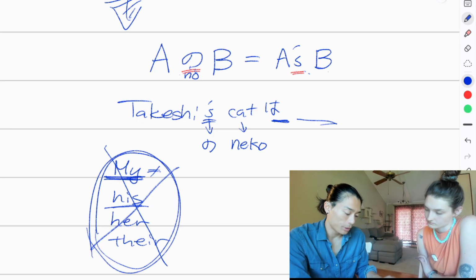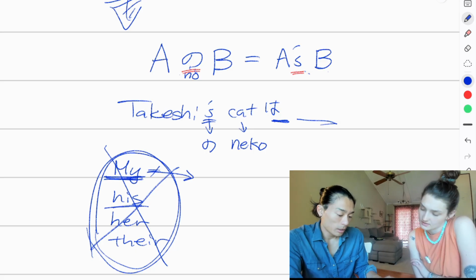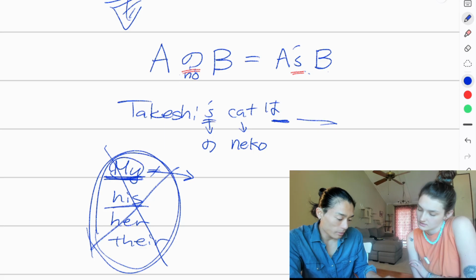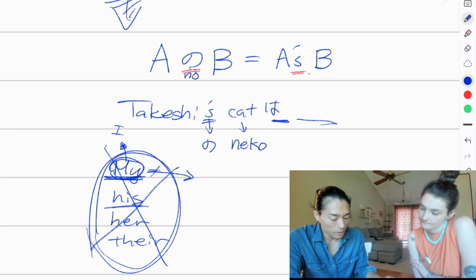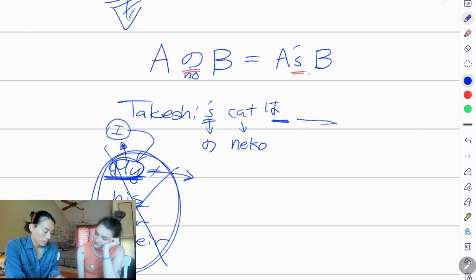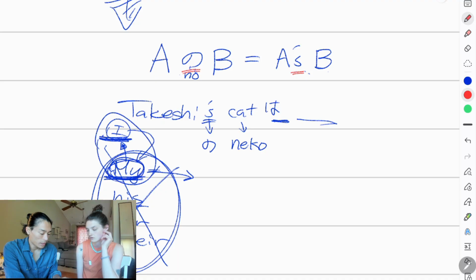Then what would you do when you want to say my cat? One hint: we don't have my, but the closest thing that we have to the word my is I. So how would you use I to make it mean my? Let's try to say my cat. And of course cat stays the same. Neko. I is here. Something we can do to I to make it mean my.